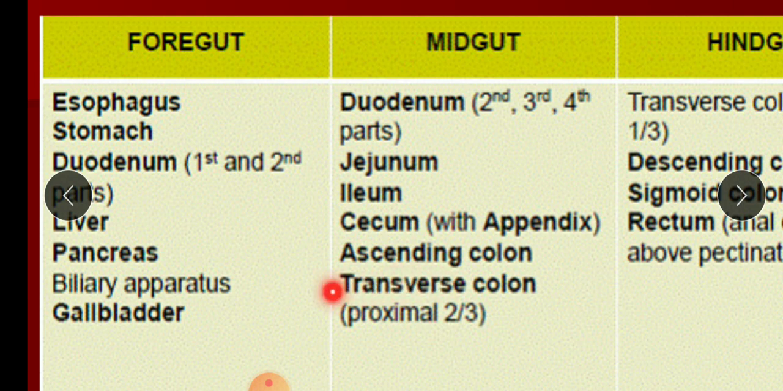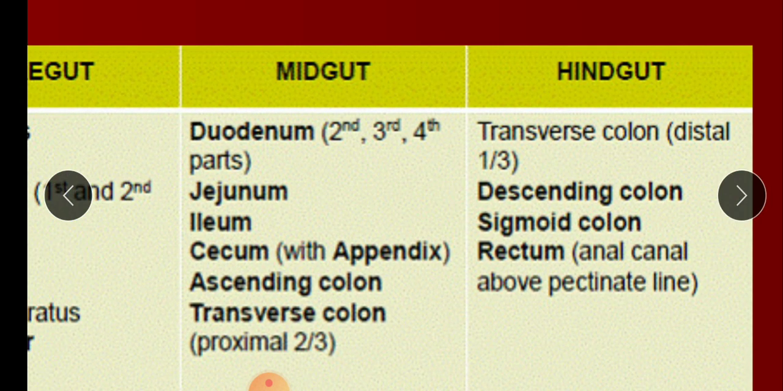Then what about the hindgut? From the right 2/3 of transverse colon, it was derived from midgut. Then the rest region, the distal 1/3, you get the descending colon, sigmoid colon, rectum, and anal canal till the pectinate line. That is derived from or developed from hindgut. Why am I using the term till the pectinate line?